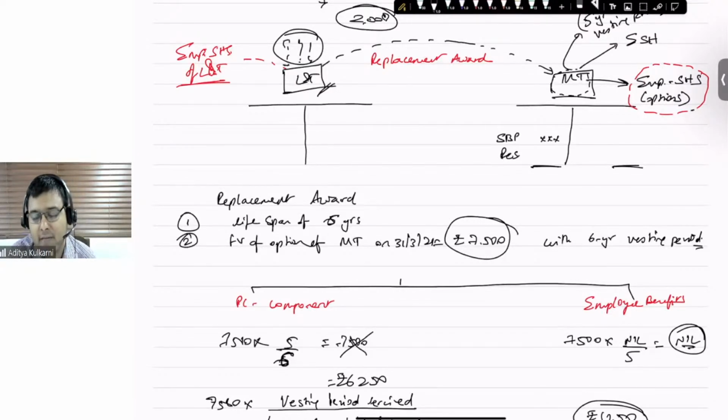In the case of non-replacement, L&T is unable to replace it. That means Mindtree's award will continue on its own. So now you tell me, at the time of consolidation, what do we do with these non-replacement awards? I cannot credit SBP reserve because these awards do not belong to L&T. Instead, I will be crediting non-controlling interest.